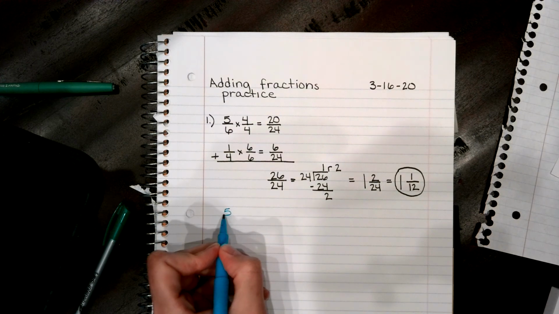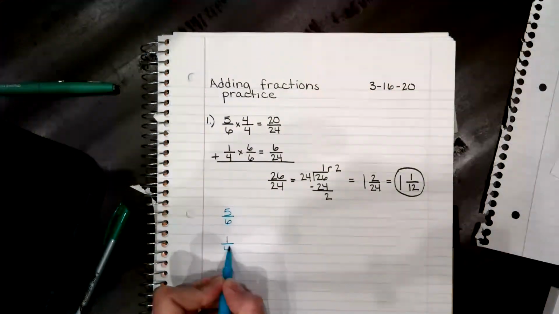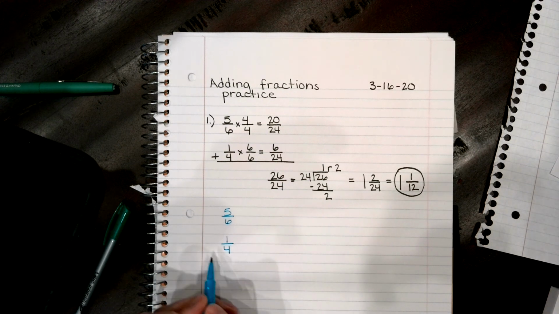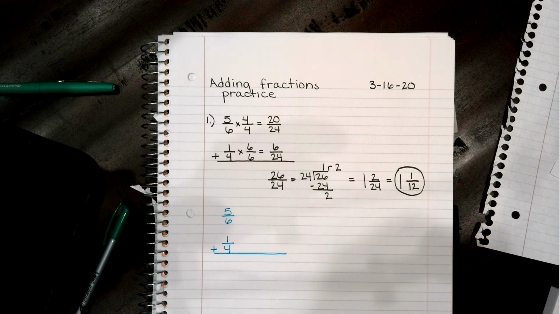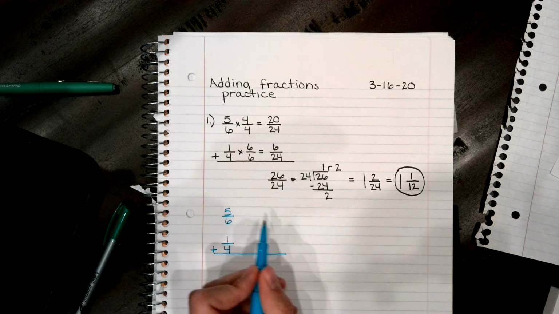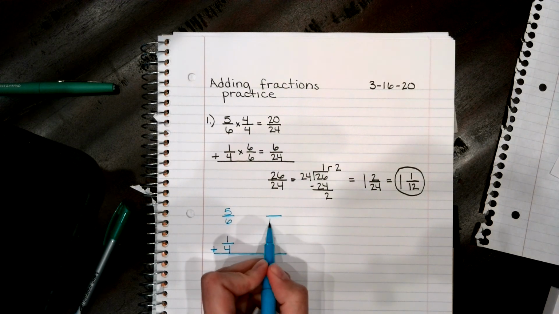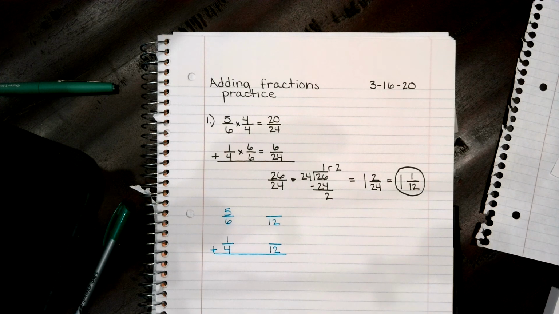So 5/6 and 1/4. And some of you might have seen, well, wait a minute, I know 12 could be a common denominator for 6 and 4. So I put 12 there. And some of you I know are sitting there going, wait, what? How did she get 12?